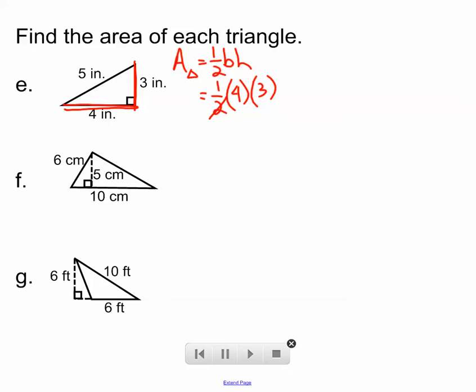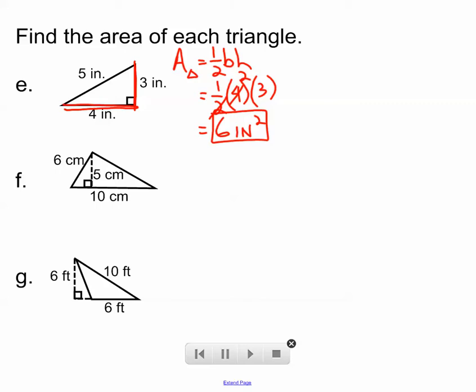The base of this triangle is 4, and the height is 3. The height meets the base at a 90-degree angle like this. So that's height is 3. And then I'll just multiply here, and I'll get 6 square inches. Let's use some labels here, but 2 goes into 4 twice, and then 2 times 3 is 6.